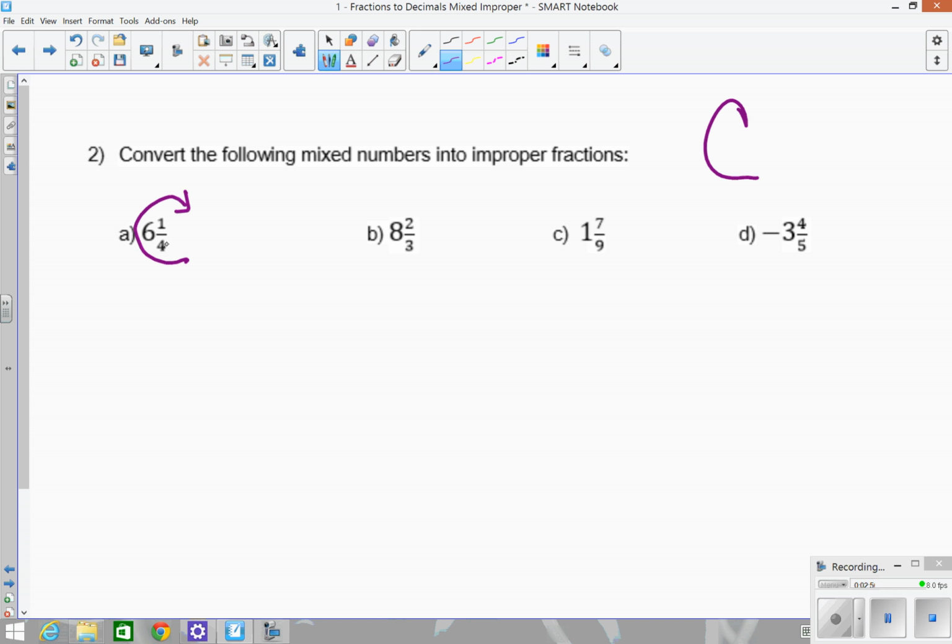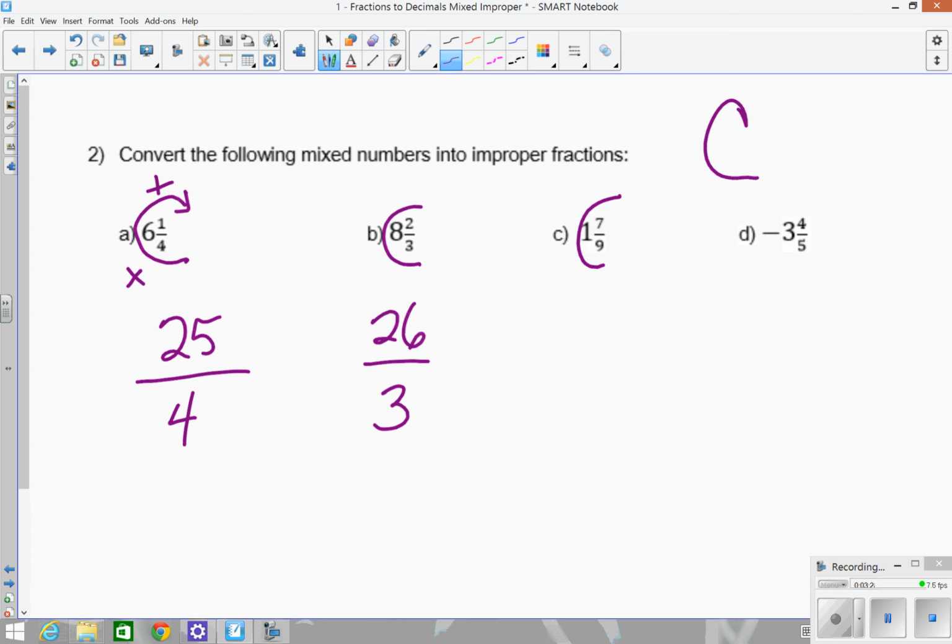We're first going to start by multiplying. So from 4 to 6, we will multiply. 4 times 6 is 24, and then we get to add. 24 plus 1 is 25, and we're going to keep the same denominator. Let's look at the next one. 3 times 8 is 24, plus the 2 is 26 over 3. 9 times 1 is 9, plus 7 is 16 over 9.